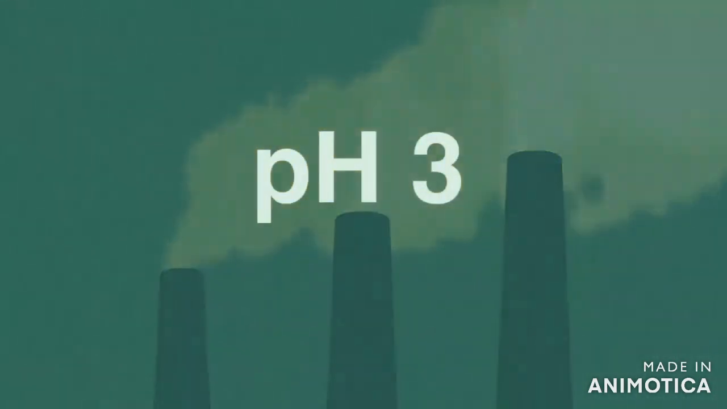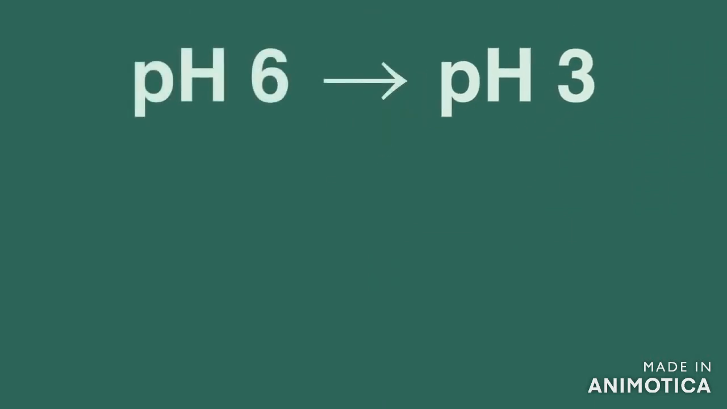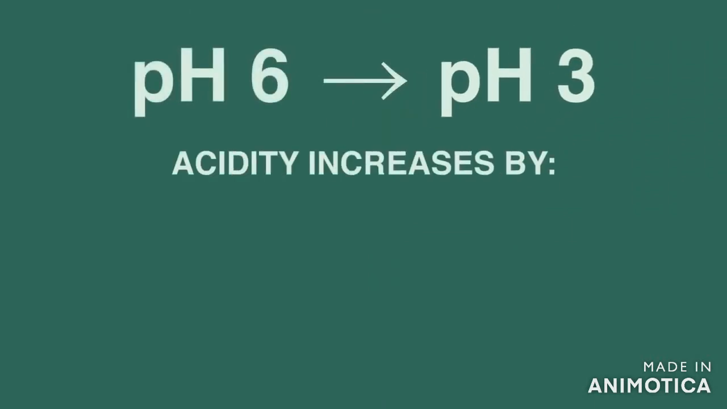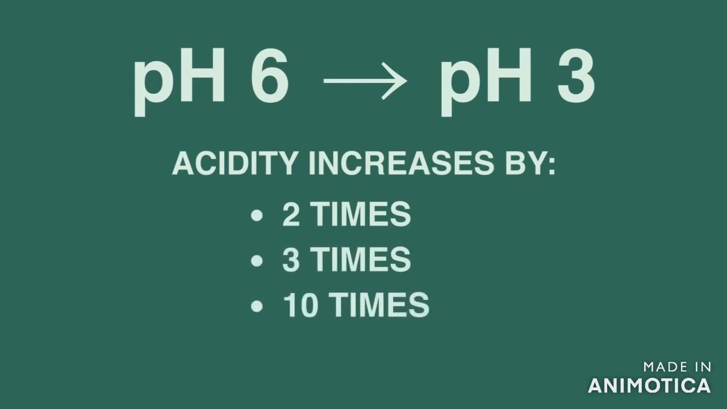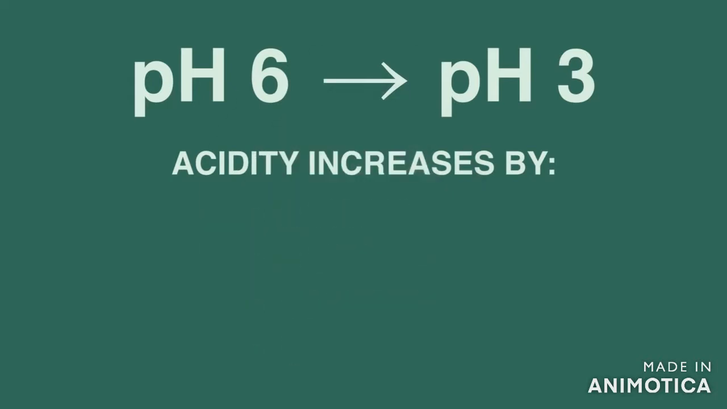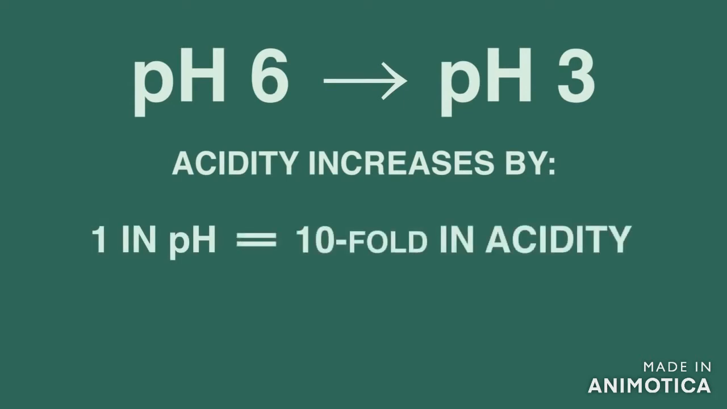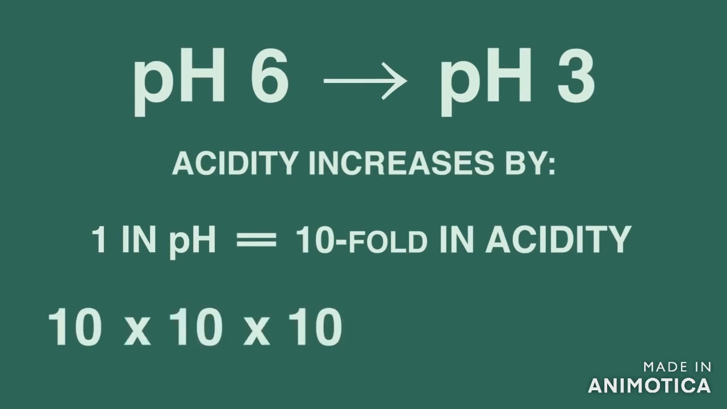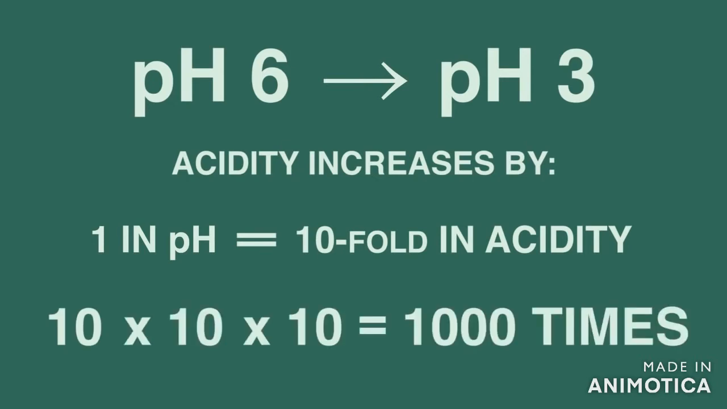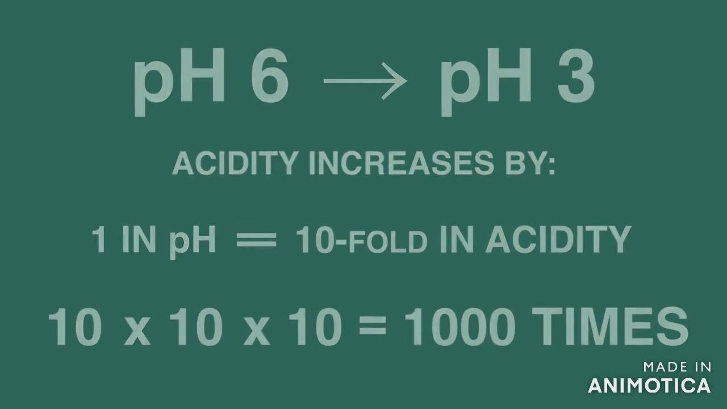When the pH changes from 6 to 3, what do you think the acidity increases by? 2 times, 3 times, 10 times, 1,000 times? Remember that each change of 1 in pH is a 10-fold change in acidity. So changing from 6 to 3 is 10 times 10 times 10, or 1,000 times more acidic.